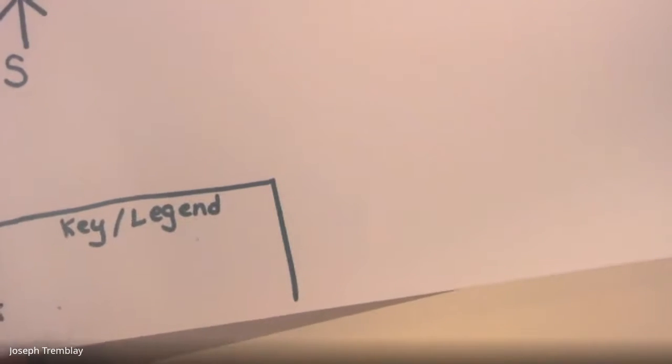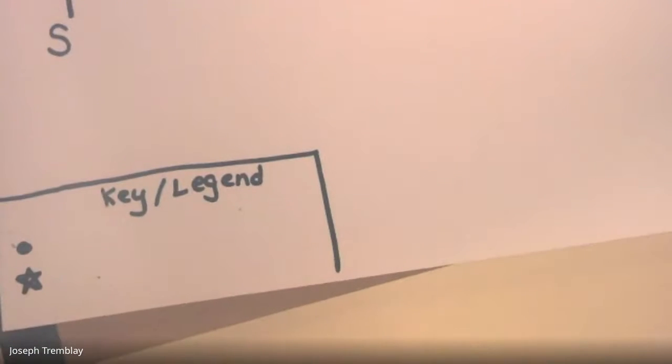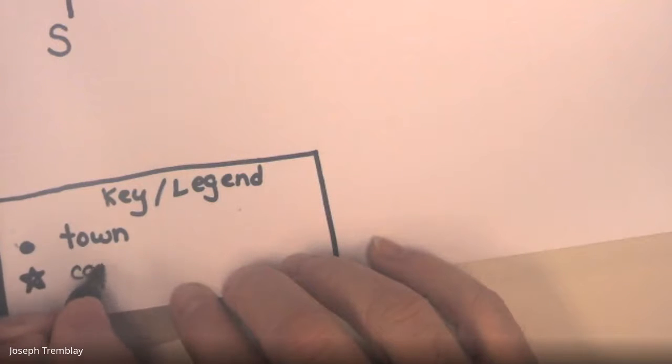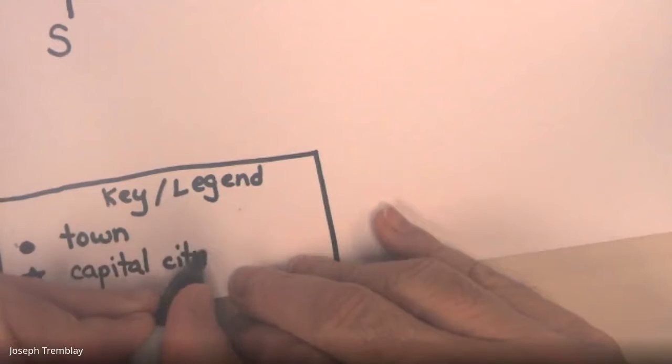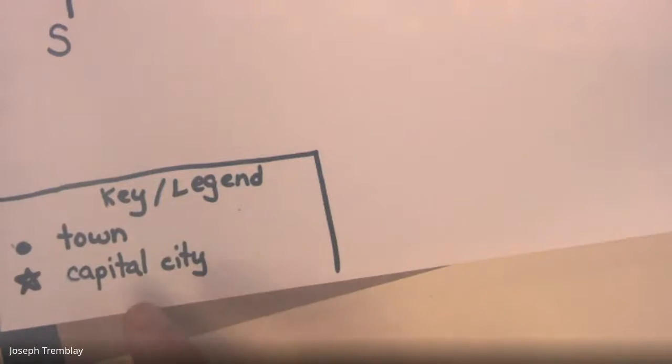I have on my map right now, even though you can't see it, let me scoot over a little bit, a dot and a star. Well, I'm going to say this dot is a town, and the star is a capital city. And so now when I'm looking on the map, if I see a dot or a star, I can come down here and see what it is. This is called the key or the legend. It just tells us what the symbols or the pictures mean. It's an important part of the map, though.